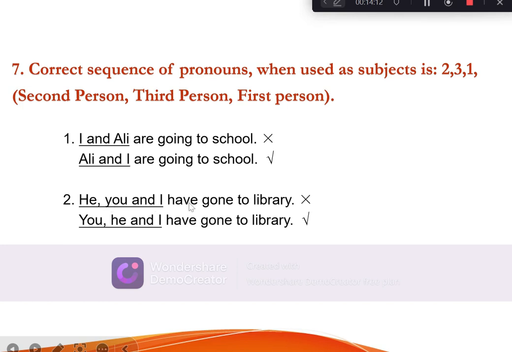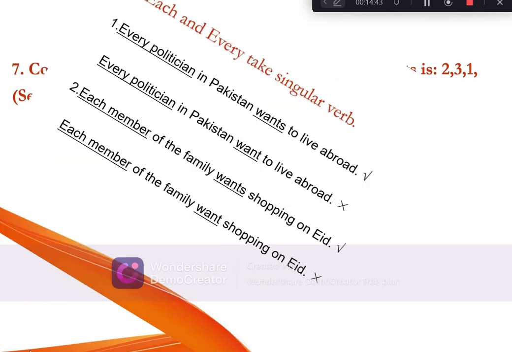He, you and I have gone to library is an incorrect sentence, because third person is used before second person and first person. So the correct structure would be you, he and I have gone to library. You, because according to the sequence, you is the second person, he is the third person, I is the first person. So this sequence of pronouns should be followed whenever we use the pronouns as a subject in the sentence.